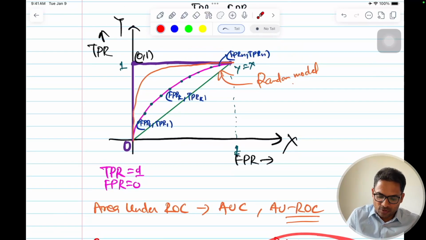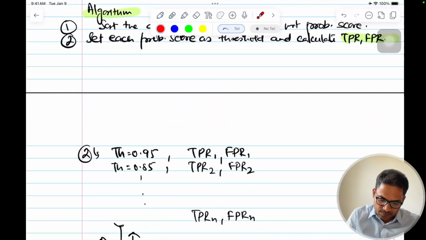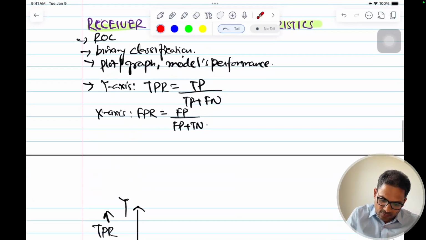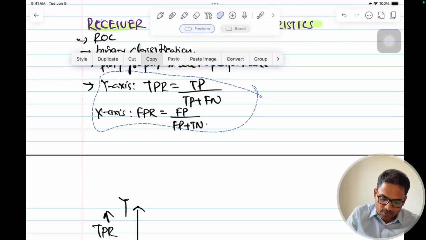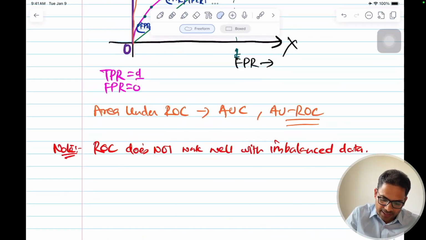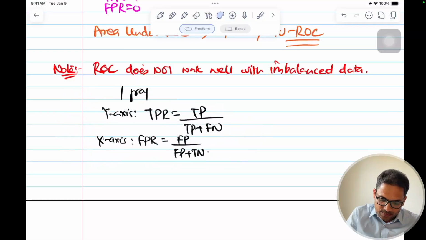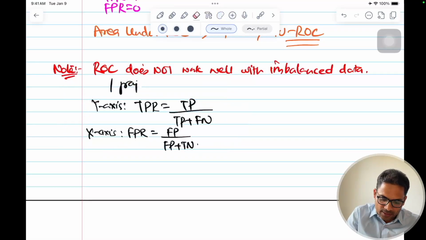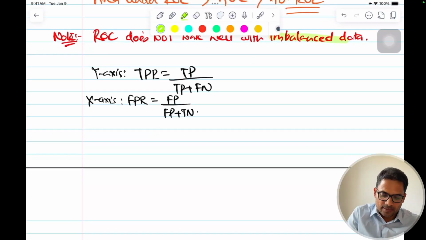And because of the formula for the false positive rate, which is, what is the true positive rate and false positive rate? Just remember this. What are we plotting? Because of the formula of the false positive rate, this is the problem. I'll give you an example, it will become very clear. Whenever we have imbalanced data, ROC doesn't function well. Let's understand what imbalanced data is with an example.